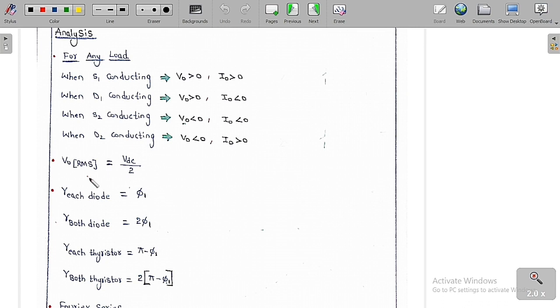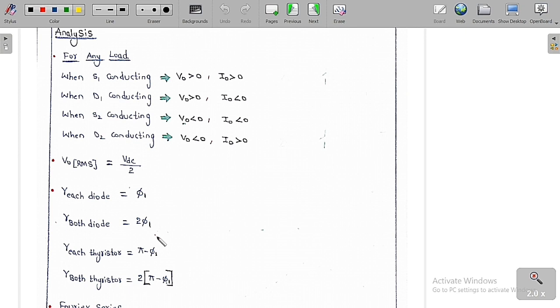The RMS value of the output voltage is equal to the peak value, which is VDC by 2. The conduction angle of each diode is equal to phi 1, as we have already seen in the figure. From the graph only we can see that. Whereas the conduction angle of both diodes is equal to 2 phi 1, because phi 1 is the conduction angle for each diode, and there are 2 diodes.